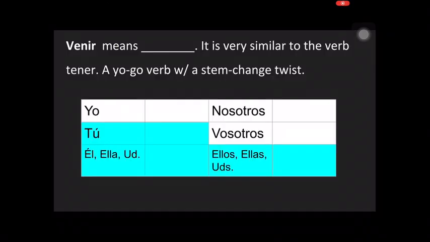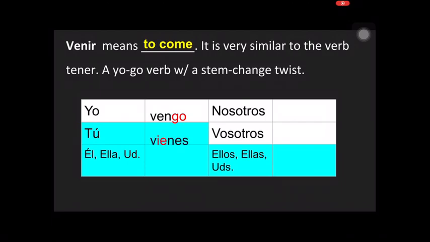One last verb to look at is the verb venir. Venir means to come. It is very similar to the verb tener, and it's also a yo-go verb with a stem change twist. So here in the yo form, you're going to chop out the IR and you add go, yo vengo. And like the verb tener, this is like a shoe verb. Here the E is going to change to an IE. So here it's going to be tú vienes. See that E change to IE?